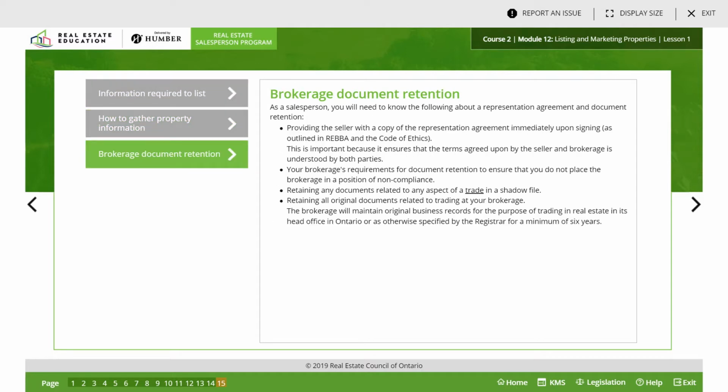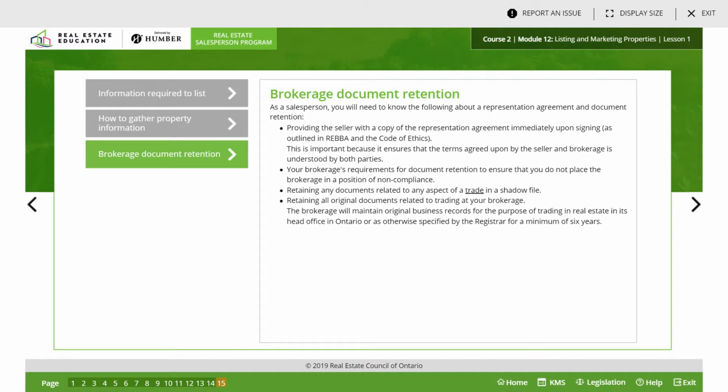Brokerage document retention. You will need to know the following about a representation agreement and document retention. Provide the seller with a copy of the representation agreement immediately upon signing. This is important because it ensures the terms agreed upon by the seller and the brokerage are understood by both parties. Know your brokerage requirements for document retention to ensure that you do not place the brokerage in a position of non-compliance. Retain any documents related to any aspect of a trade in a shadow file.